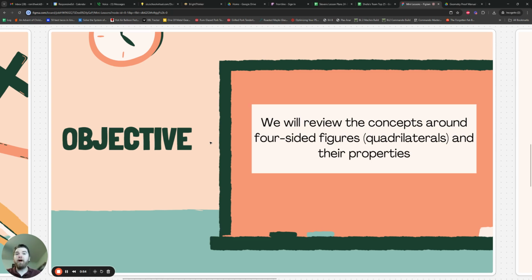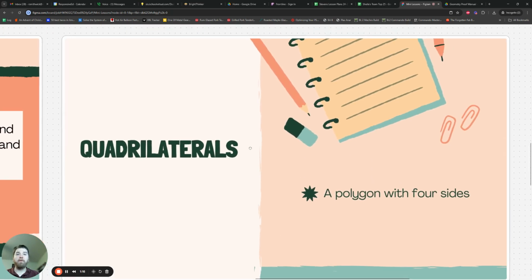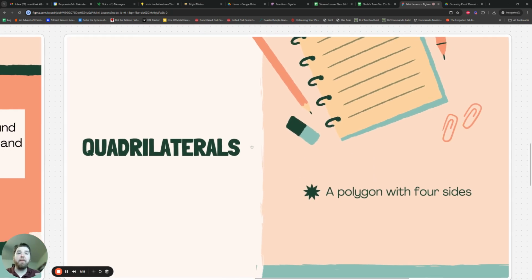A rhombus is going to be similar. All the sides are going to be the same, but the angles aren't all going to be right angles. You will have your diagonals crossing at a 90-degree angle though. So those are just some different things that you're going to be able to see with a quadrilateral. Now, I want to remind you guys that the definition of a quadrilateral is just a polygon with four sides. That's all that a quadrilateral is. So anything that's a four-sided shape is a quadrilateral.